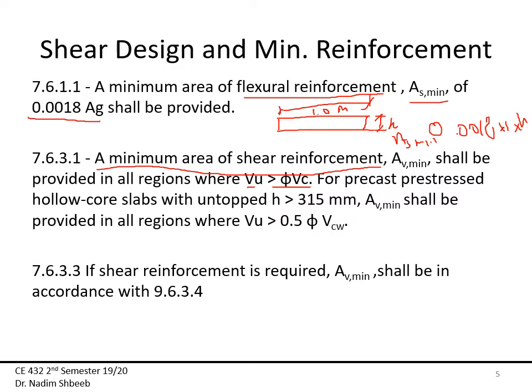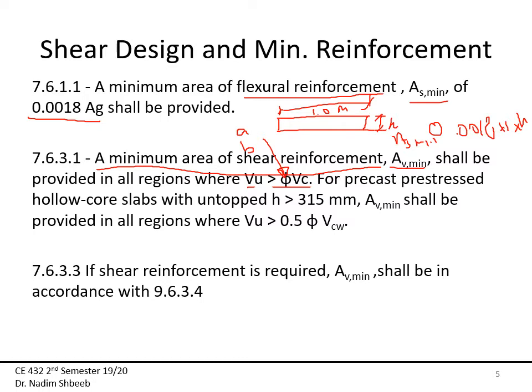Now here, again, going back to 5VC, this could be either equation A or equation B. Equation A being the old simple shear formula, which was 0.17 square root F prime C B W D. Equation B was the one where we included the reinforcement ratio. So if my V ultimate is larger than 5VC, I have to provide AV minimum.